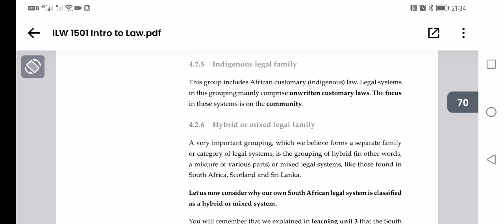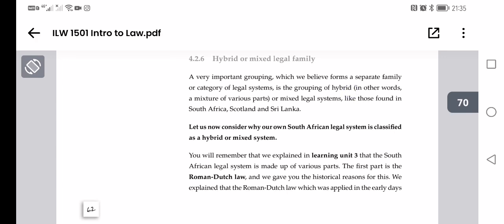Hybrid and mixed legal family. A very important grouping, which we believe forms a separate family or category of legal system, is the grouping of hybrid, in other words, mixed legal systems, like those found in South Africa, Scotland, and Sri Lanka. Let us now consider why our own South African legal system is classified as a hybrid or mixed system.